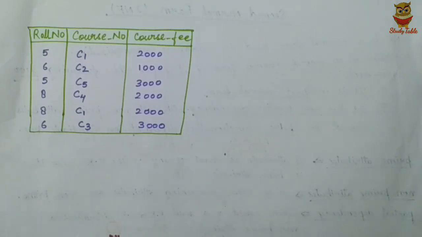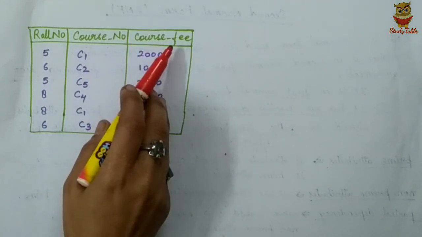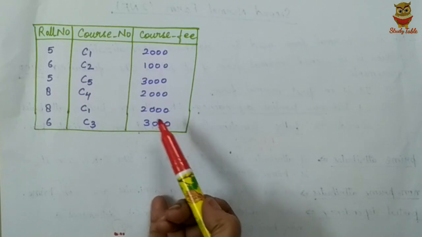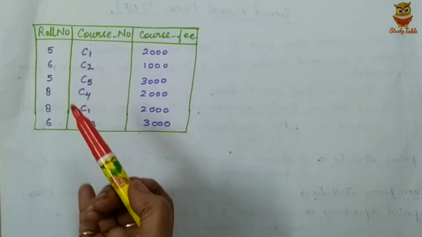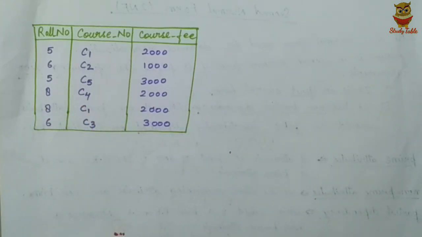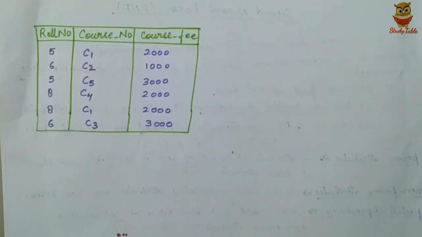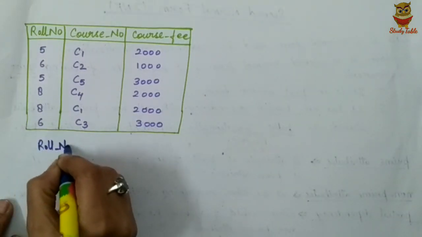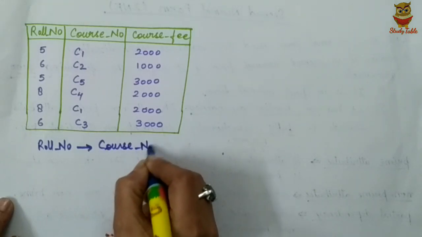Let us understand this with an example. There is a relation with three attributes: roll number, course number, and course fee. Here, each course can have the same or different fees, and one student can study one or more courses. Generally, in a relation, the functional dependencies are given, but if they are not given, then you need to derive them. Let's see, does roll number identify course number uniquely or not?